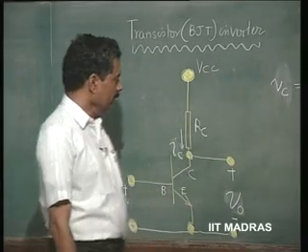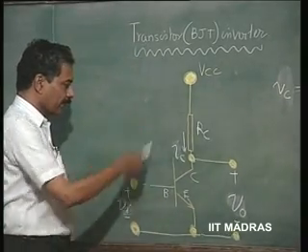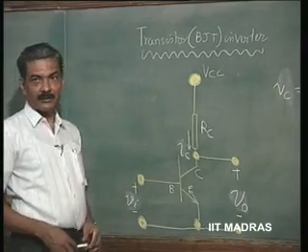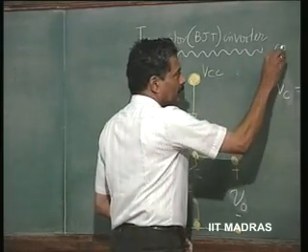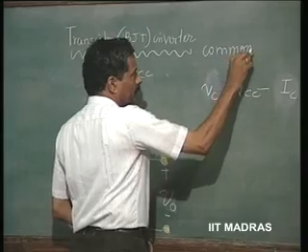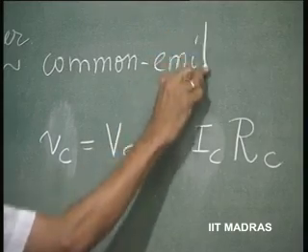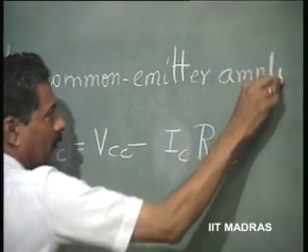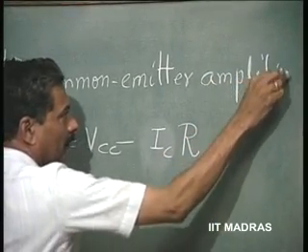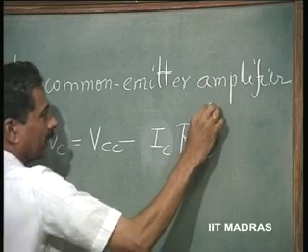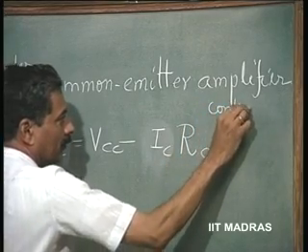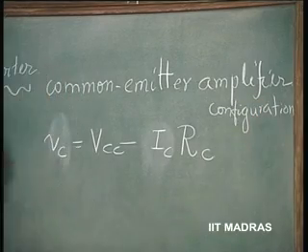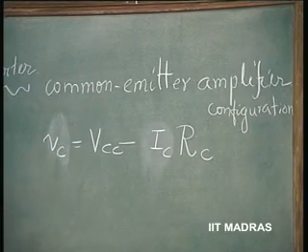In the last class, we discussed this configuration, which was nothing but a BJT inverter, or what is called a common emitter amplifier configuration.